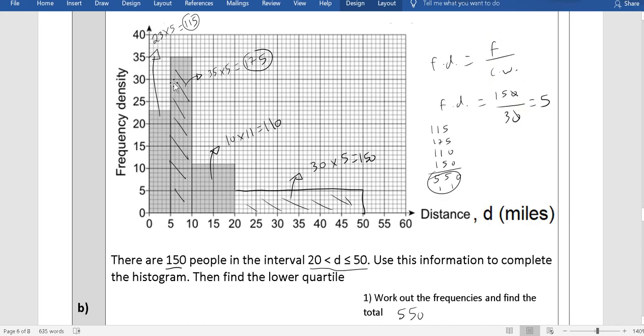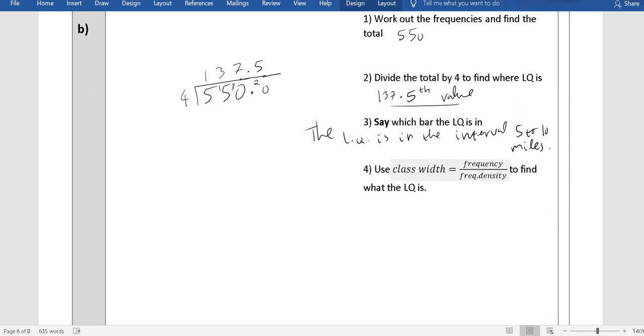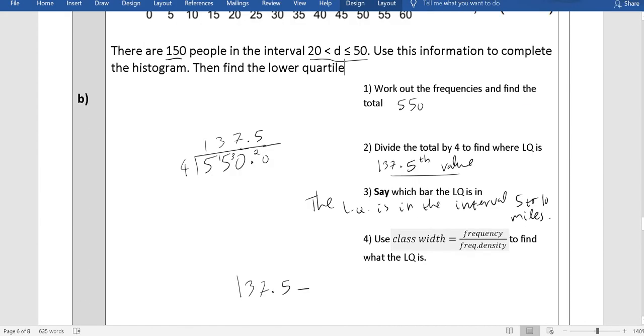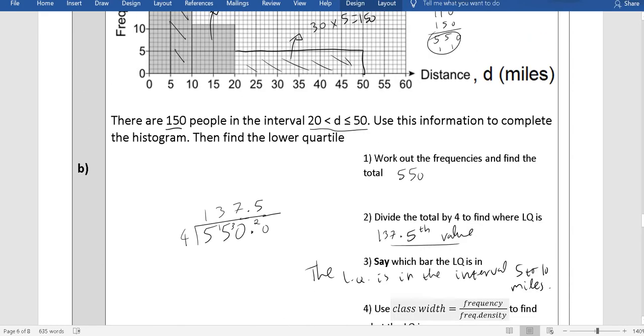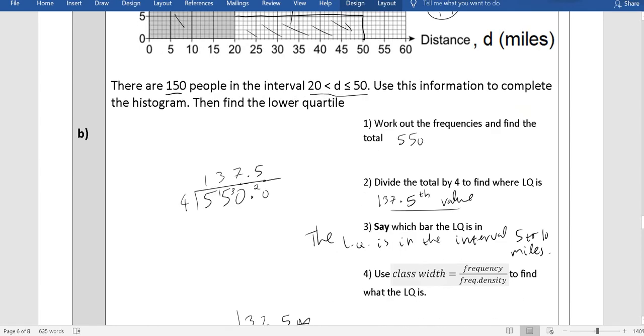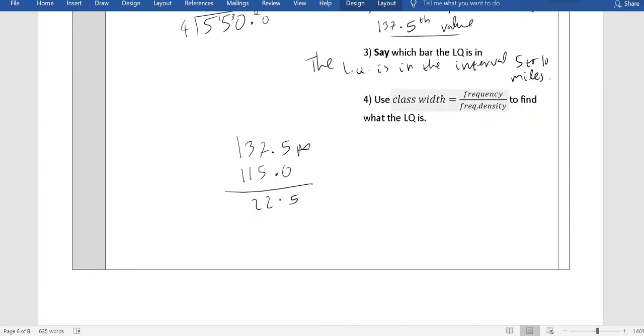So we know the first bar has 115 values. We want the 137.5th, so I'm going to do 137.5, take away 115. I'm going to have to do that with columns. So that gives 22.5. I need to essentially go 22.5 into that second bar, and that's going to be the frequency.